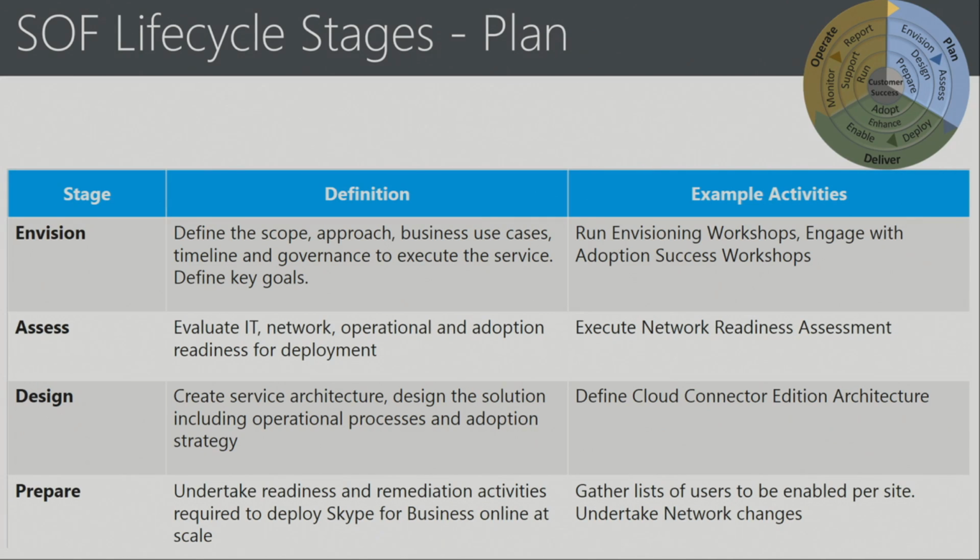So envisioning, being able to run envisioning workshops, adoption success workshops. Assess, doing network readiness, for example. Design, what is my cloud connector architecture going to look like. Preparing, getting those network changes in place as remediation tasks, say, from the assess phase, getting my list of users per site. These are all common activities that we see, and then we associate a set of assets to go along with those activities. And you as an end user, you as an IT pro, you as a partner, can go and grab these assets and use them exactly as they are.